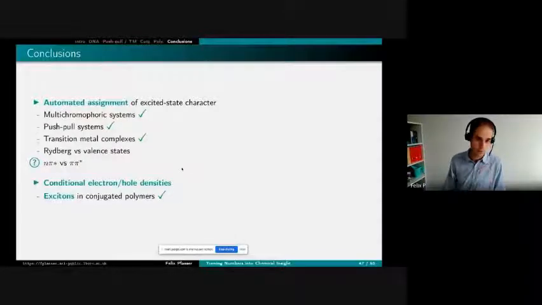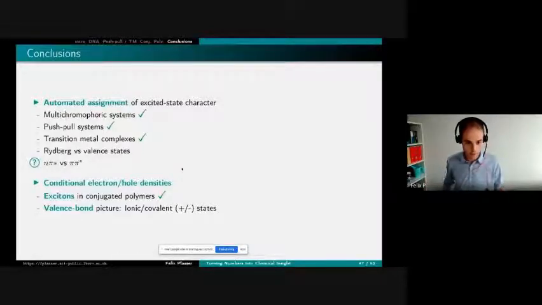Then I showed the conditional electron hole densities, where we looked at excitons in conjugated polymers and how we can follow correlated motion. Then something else is, you can also revisit valence bond theory, and this is something that I've been wondering about for a while. How do we understand ionic and covalent states in valence bond theory? I didn't include this in this talk, but I can show you the papers if you're interested.